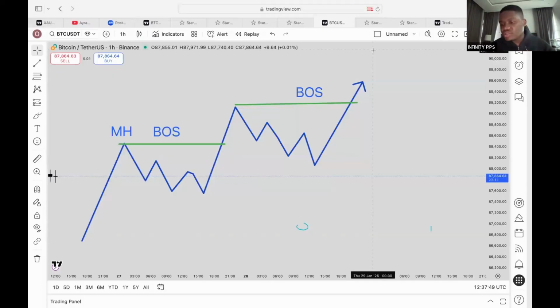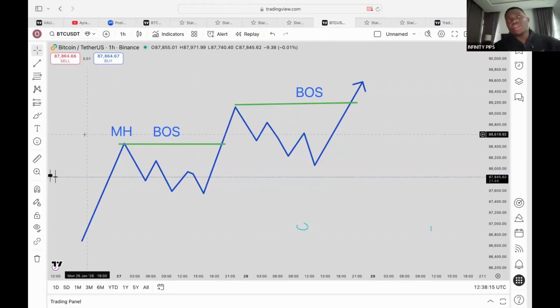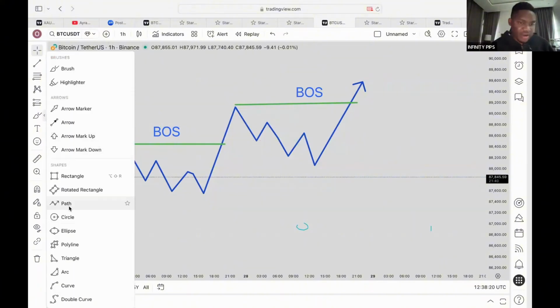Most of the mistakes that traders make is that they don't know when a change of character will occur in price action when it comes to normal market structure. Now, change of character means if the market decides not to go in the direction that it was going before, we say that the market is changing character, right? But we have major change of character and minor change of character.